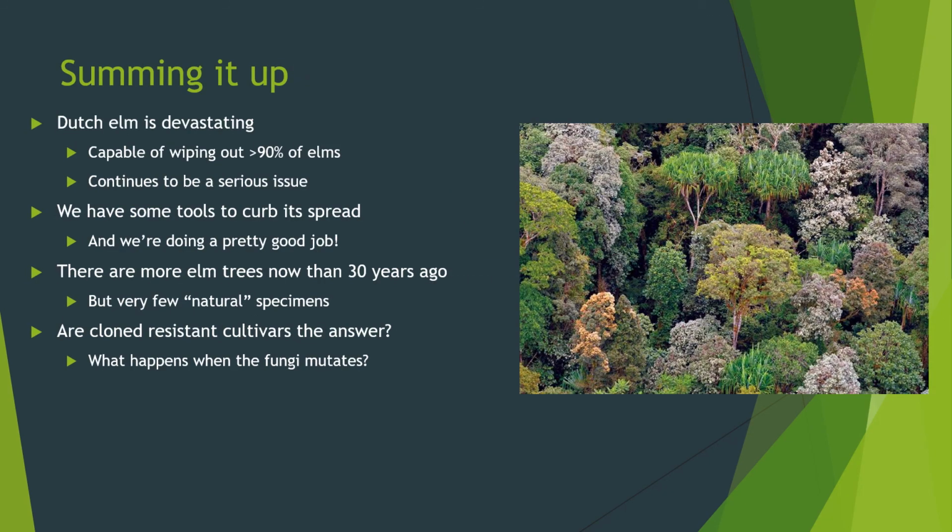To sum it all up, Dutch elm disease is incredibly deadly to elm trees, and it wiped out over 90% of the elms in the non-native range of Europe and North America that ophiostomas were introduced to, and it continues to be a serious issue. We do have some tools to curb its spread, and we are doing a better job of keeping elms alive now, but very few of these are natural. You don't see forests dominated by elms anymore. So what you do see are cloned resistant cultivars, and the question is, is that a suitable replacement to these natural forests?